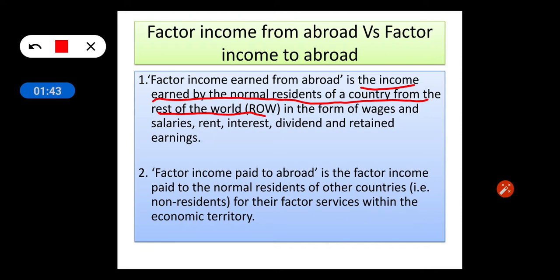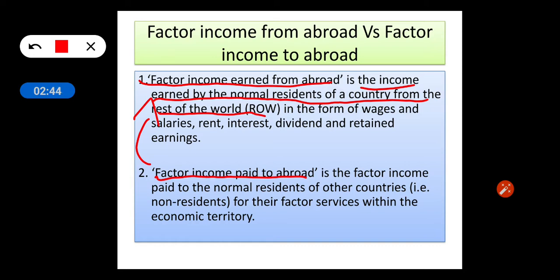Let's take an example. Let's say India. There are many Indians working in foreign countries, right? So the income generated by Indians working in foreign countries in the form of wages and salaries, interest, rent, dividend, and retained earning are your factor income from abroad. Okay, and similarly, there are foreigners working in India in Indian company, right? So they're earning from India, from Indian company, in the form of wages or salary, dividend, interest, retained earning, which are your factor income to abroad. Okay, so if we subtract factor income paid to abroad from factor income from abroad, we will get net factor income from abroad.